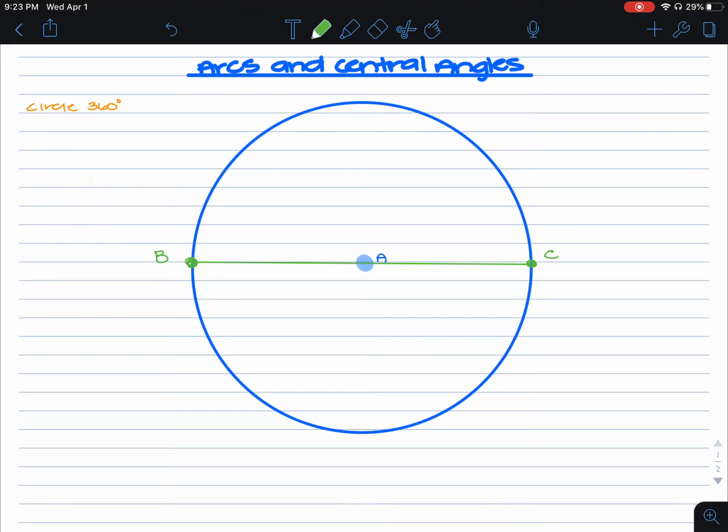But again, for a semicircle is always, always, always 180. So let's make that note. Semicircle is 180 degrees. And then my full circle is 360.